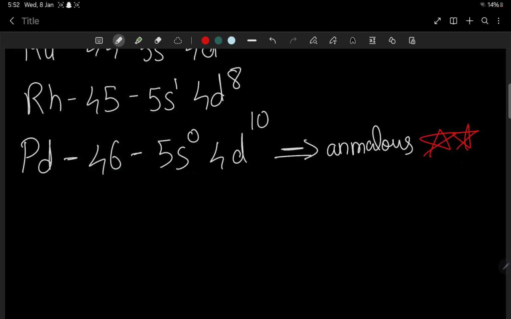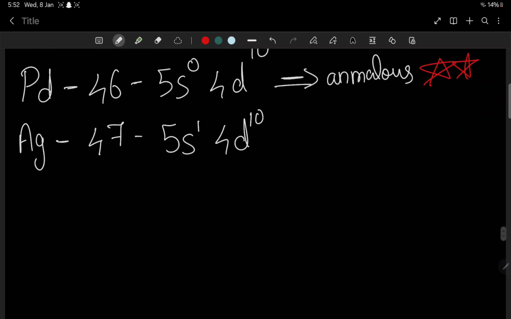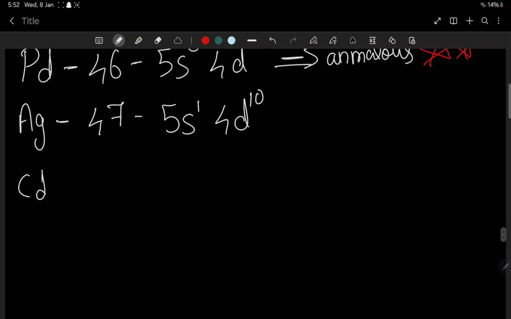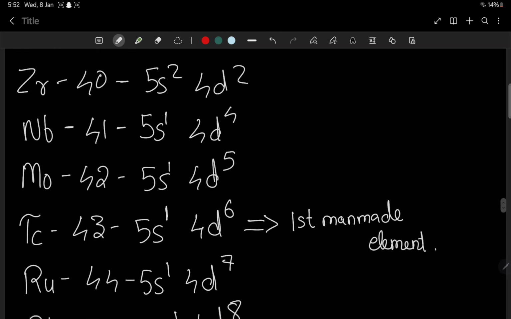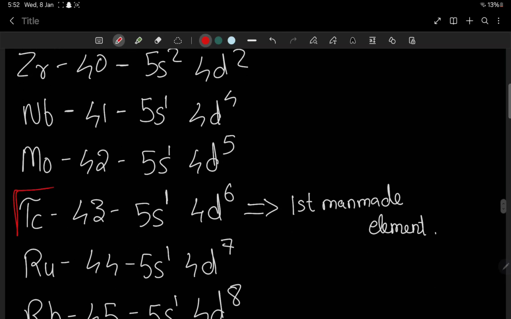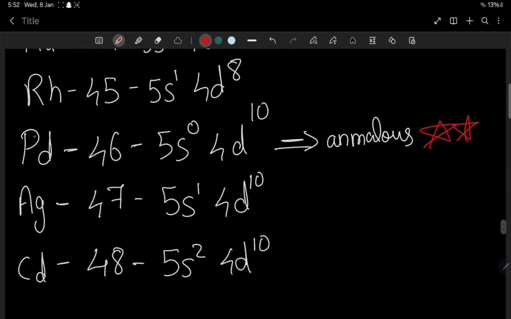That's about palladium. Now silver 47, that is 5s1 4d10 normally. Then we have cadmium 48, that is 5s2 4d10. Here technetium and palladium are the odd ones. Technetium skips its half stability, I don't know why, but it's an odd element. And palladium is important.